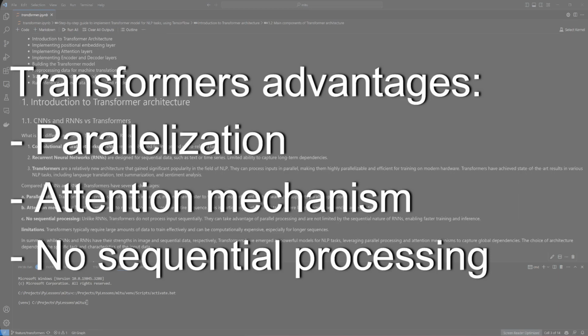And of course, Transformers don't do sequential processing, unlike RNNs. Transformers do not process input sequentially. They can take advantage of parallel processing and are not limited by the sequential nature of RNNs. That enables faster training and inference on the production side.